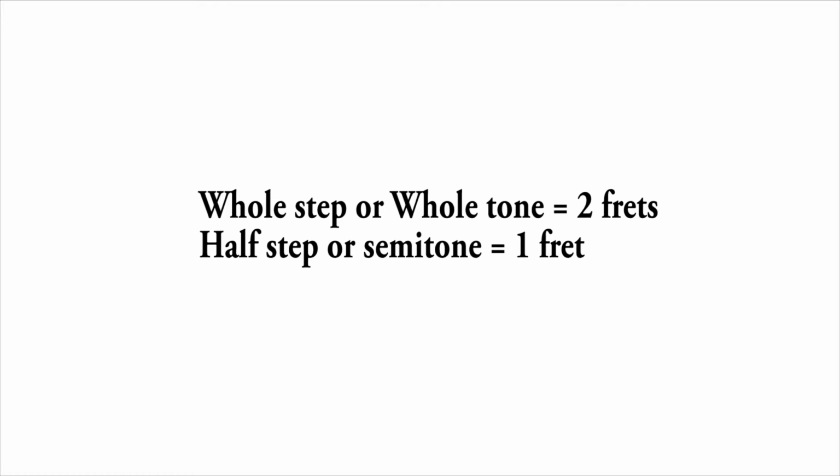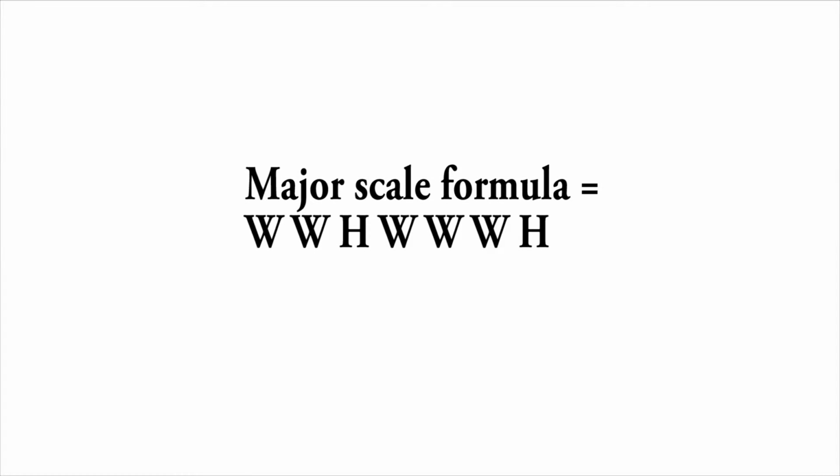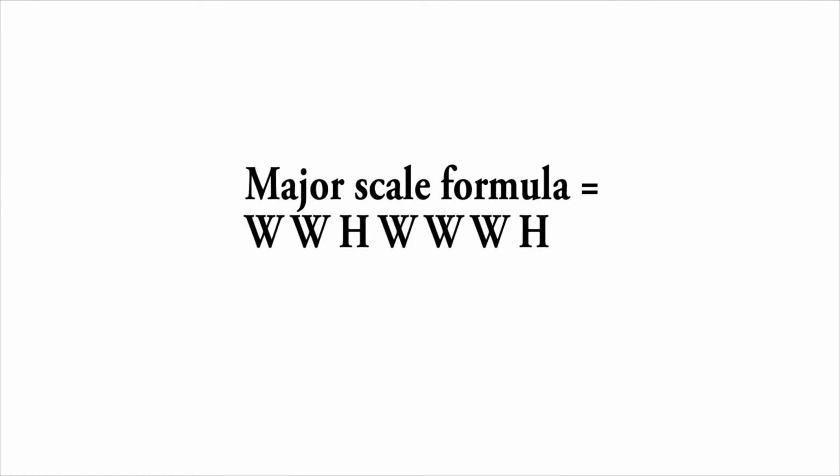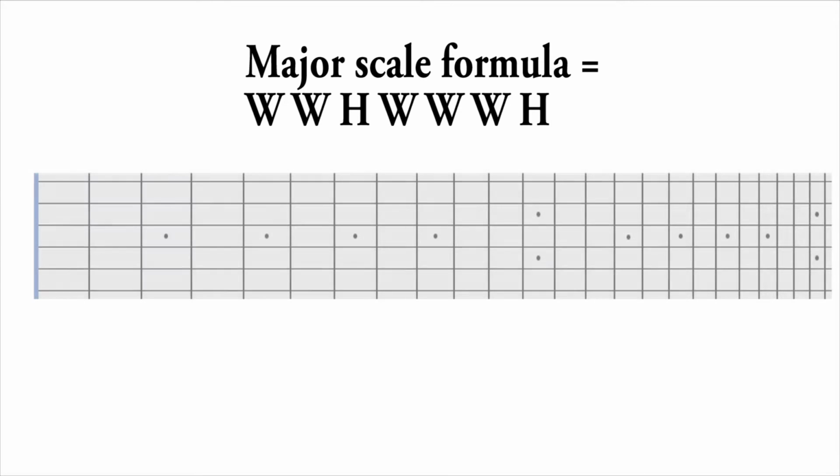Using those measurements of whole steps and half steps, we can create the formula for a major scale. The formula goes like this: whole, whole, half, whole, whole, whole, half. Or you may see it referred to as tone, tone, semitone, tone, tone, tone, semitone. Both mean the exact same thing. Now, I want you to memorize this formula. Say it over and over as many times as you need and get it ingrained into your brain because it is essential.